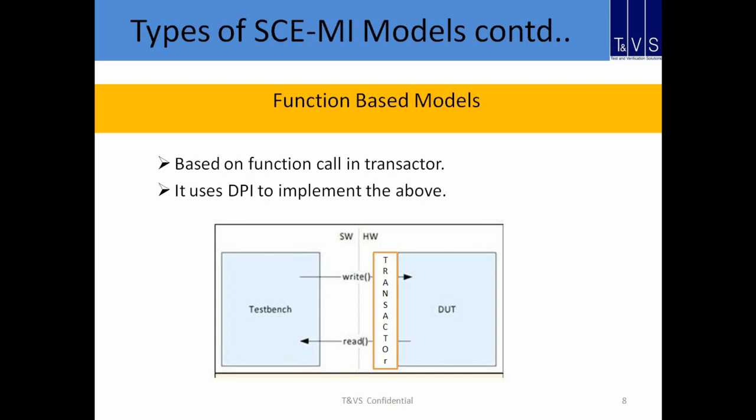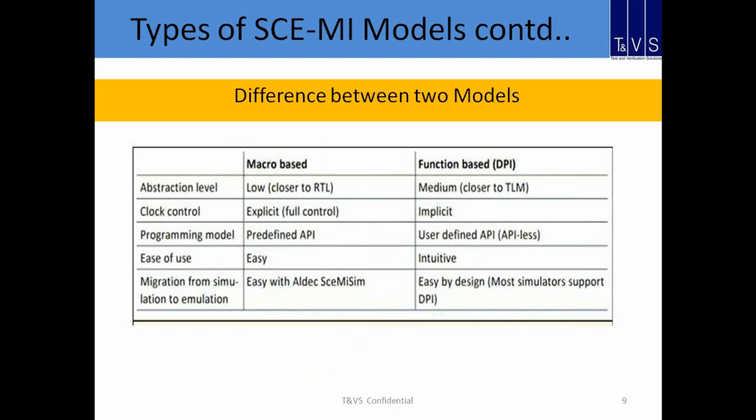So next, what is the difference between these two models, and which of these models are appropriate to use? The macro based, the abstraction level is closer to RTL, whereas the function based is closer towards transaction level. Also the clock control, in case of macro based, can be controlled explicitly, so that it can cut the DUT clock, such kind of stuff.